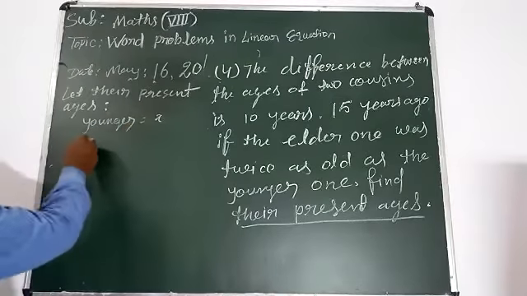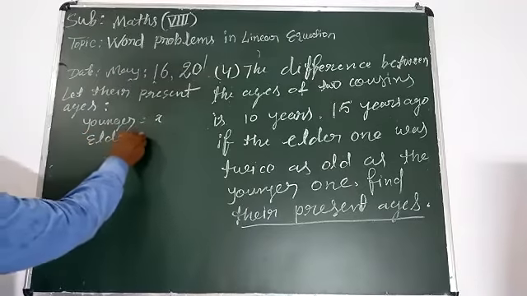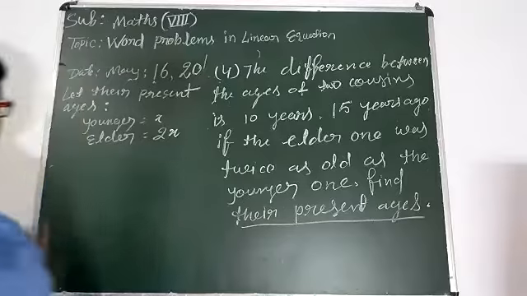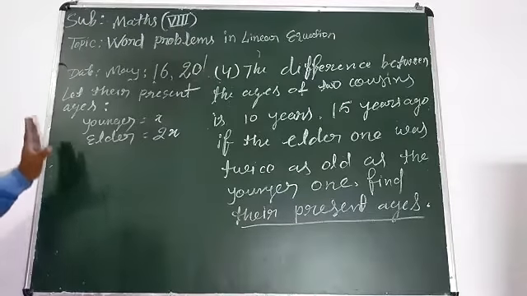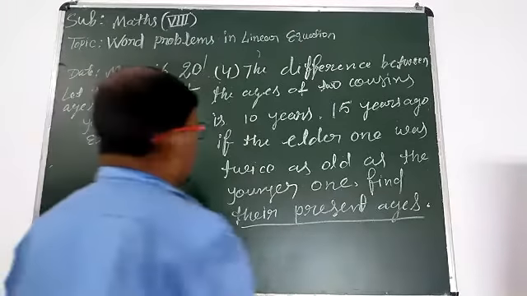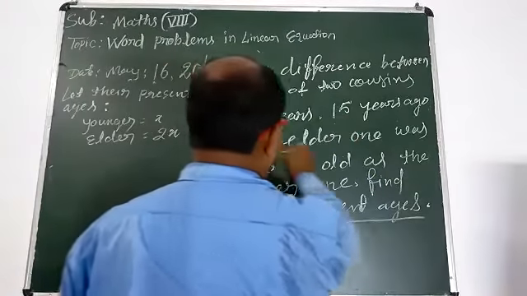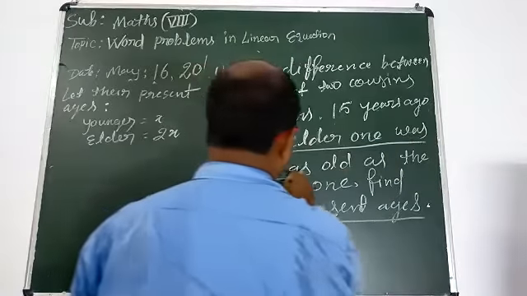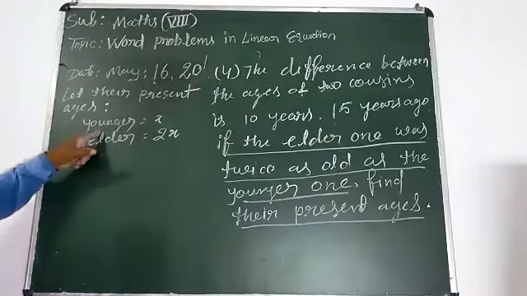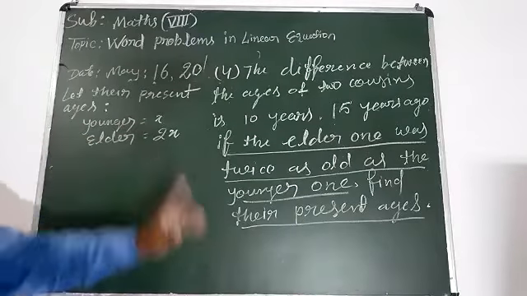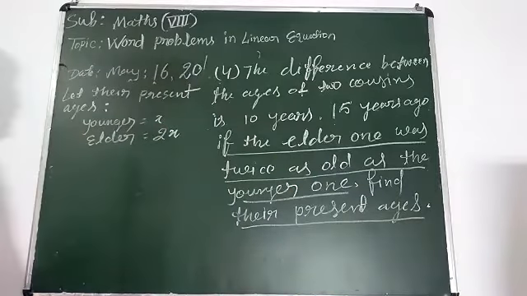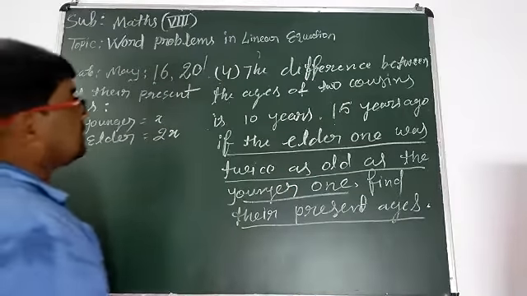Younger and elder. Twice, 2x. That is true. Mind, we are starting the sum from present ages. Let their present ages be... but how? Because the second condition is that the elder one was twice as old as the younger one. So younger is x and elder is 2x, because elder one was twice. Twice means double. Okay, understood?